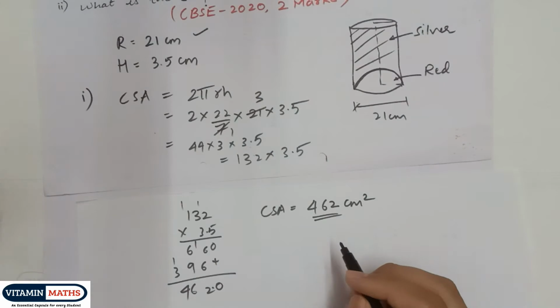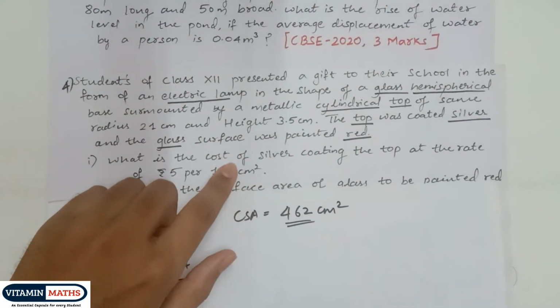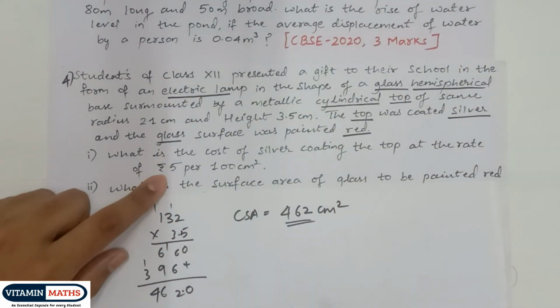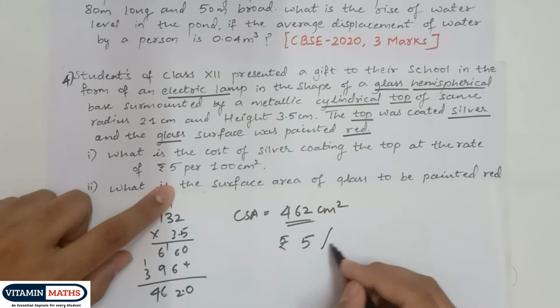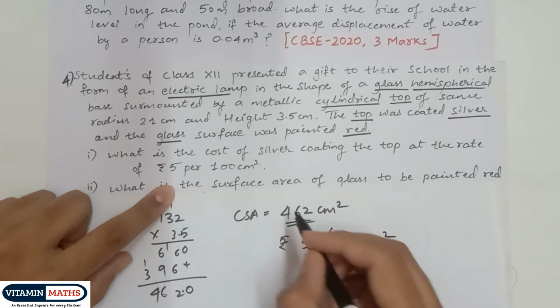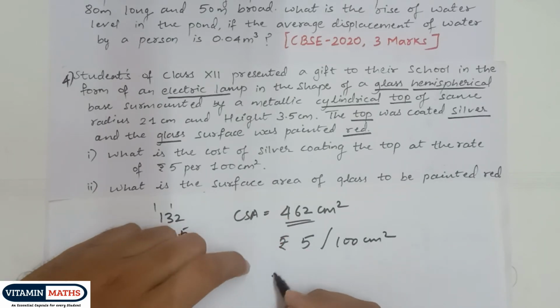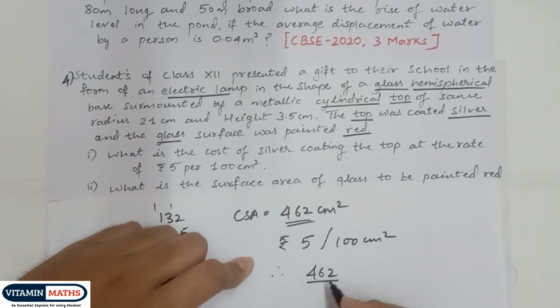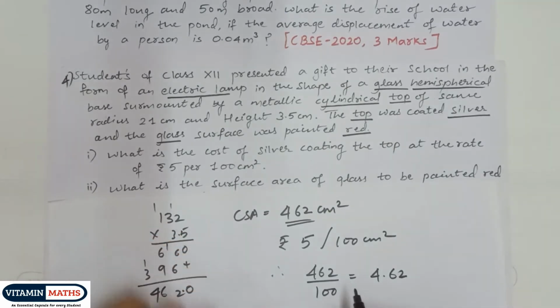So what is the cost here? The cost given here is, the cost of silver coating at the top is 5 rupees per 100 centimeter square. So already there is how many centimeter square here? 462. Therefore 462 divided by 100, it is 4.62. So this is 4.62, therefore 4.62 into 5.